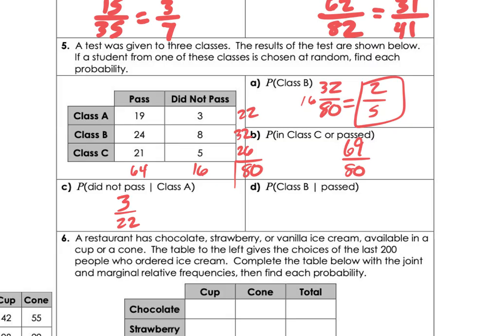Okay, and then part D, what's the probability that someone is in Class B, given that they passed? So we're going to put the bottom number as the number of people that passed. So we're going to go over here to pass. We're going to add this whole column up, 19, 24, 21. That's why it's nice to already have that number there. 64 is my total. Out of those 64, we're just looking at that group of 64 students. How many of them were in Class B? So we're looking at these three numbers here. Class B would only be these 24 students. So it would be 24 over 64.